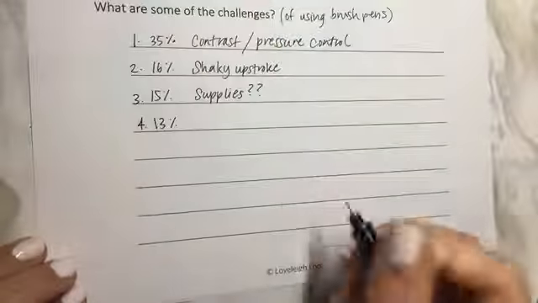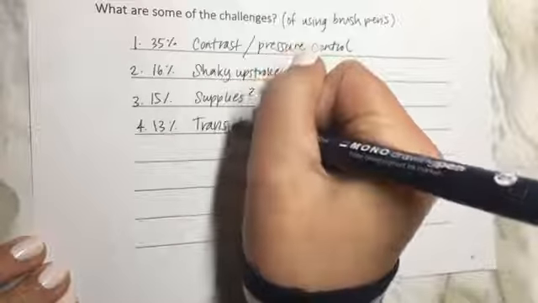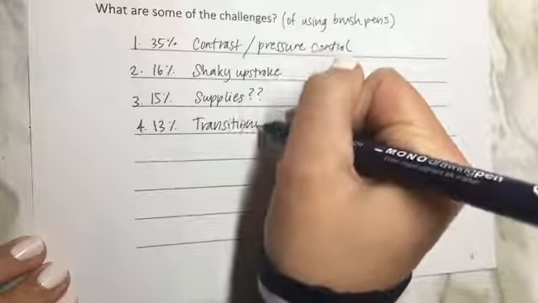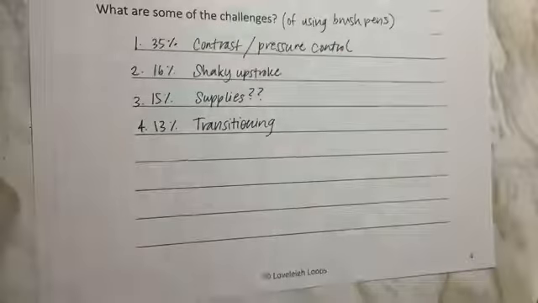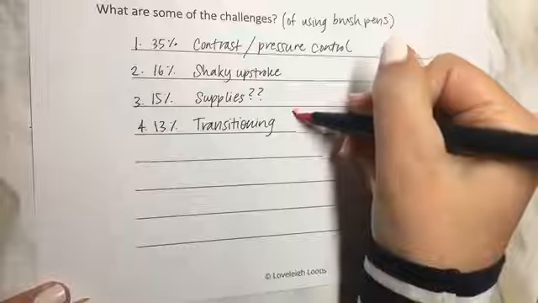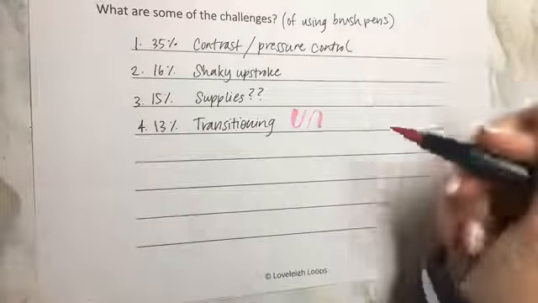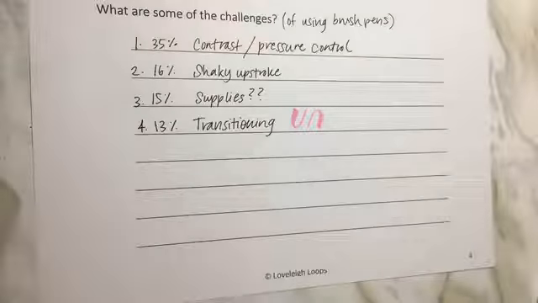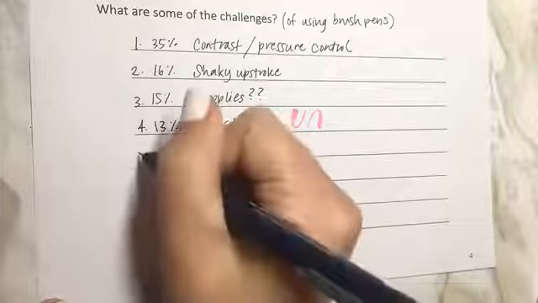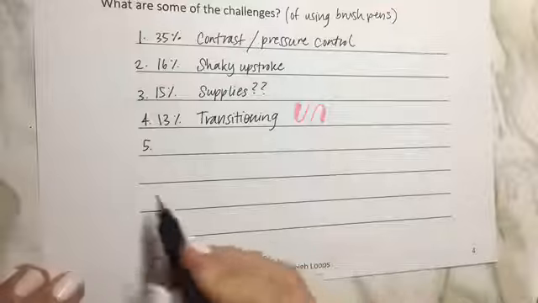Okay, number 4, with 13% of people responding that this was the biggest struggle, was transitioning. So transitioning from thick to thin. Like if you're going from a thick stroke to a thin stroke or thin to thick, that is a very difficult thing to learn. We actually spend, I don't know, like a whole week on that in our brush lettering bootcamp course because it's such an important topic, but also such a difficult one.